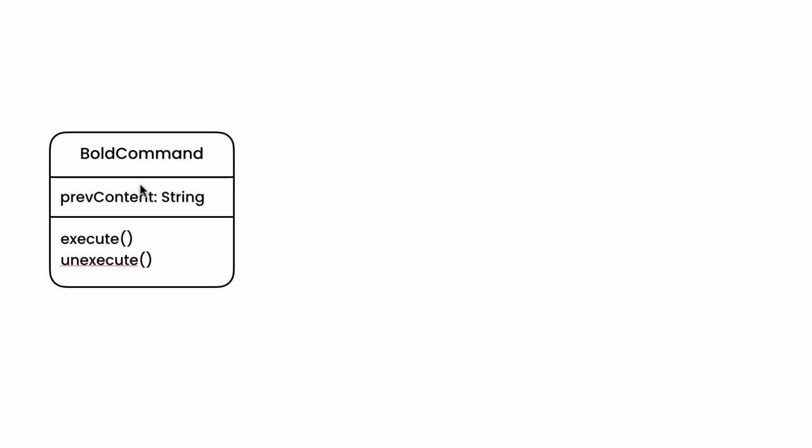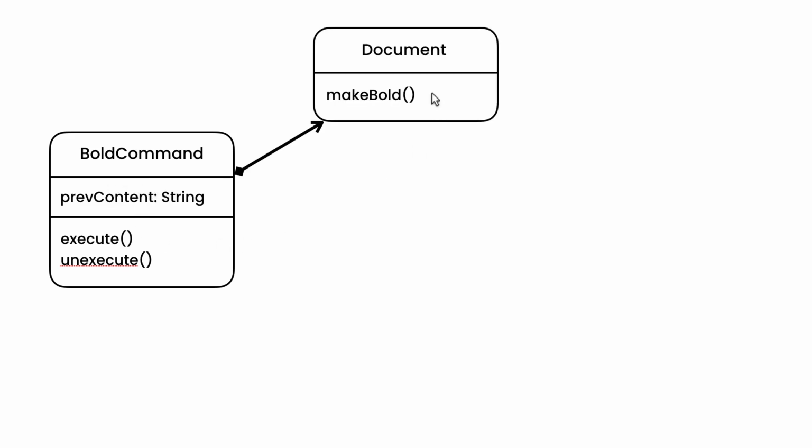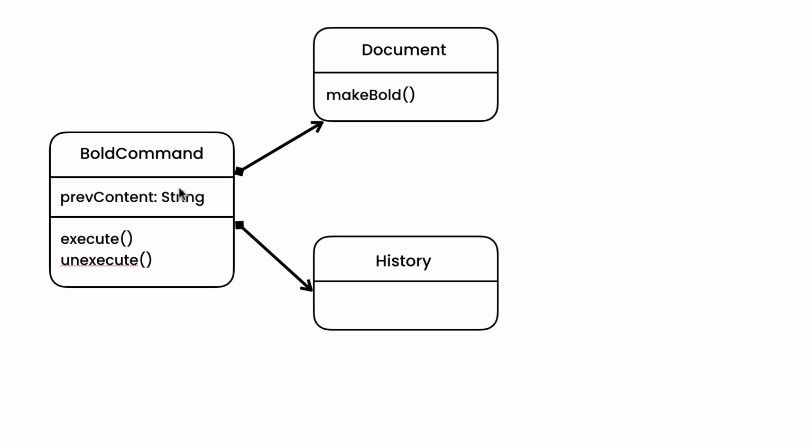Okay? Now this command object needs to talk to a document object. This is where we implement the actual business logic. So our document class is going to have a method like make bold. And when we call the execute method of this command object, it is going to forward that request to the document object. Okay. Now, our command also needs to talk to a history object. This is like the history object you have seen before. It has two methods, push and pop. Pretty straightforward.